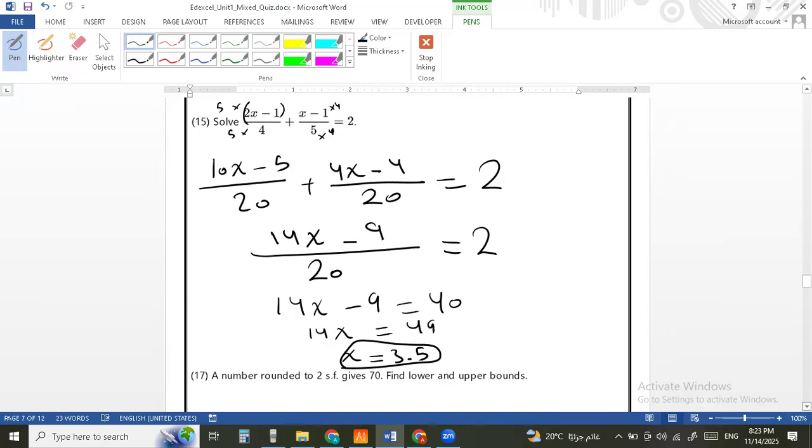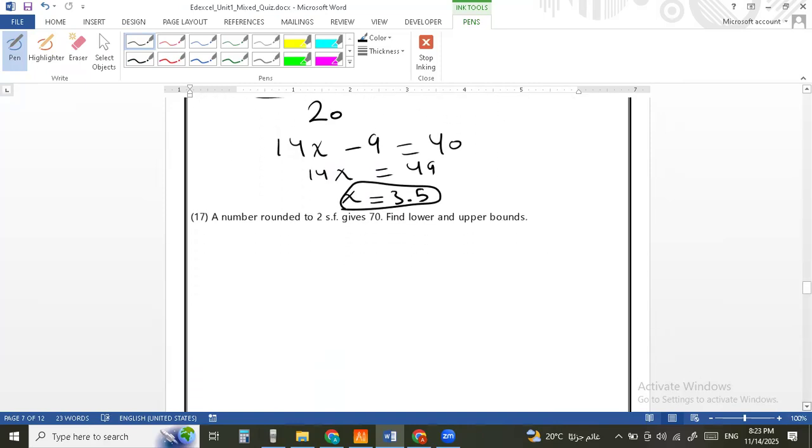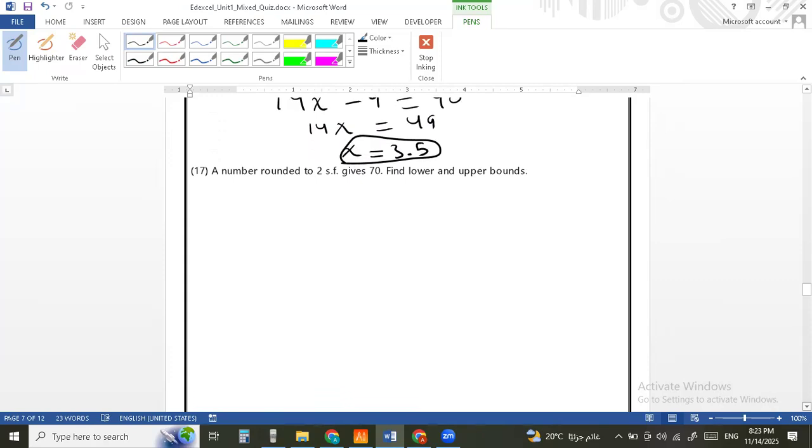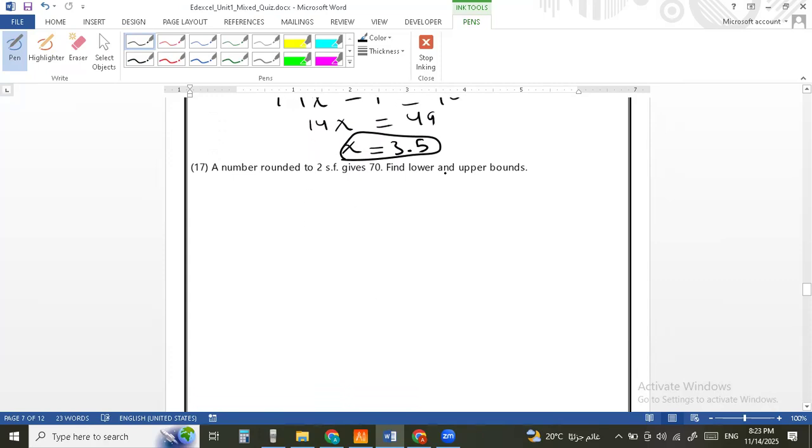Now, the next question, which is question 17. A number is rounded to two significant figures, gives you 70. Find the lower bound and the upper bound. Well, Mr. Umar, they said rounded to two significant figures. Where is the second significant figure? The second significant figure is here. It is the ones place.